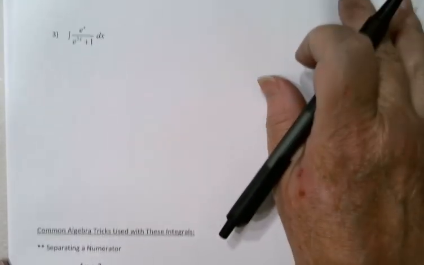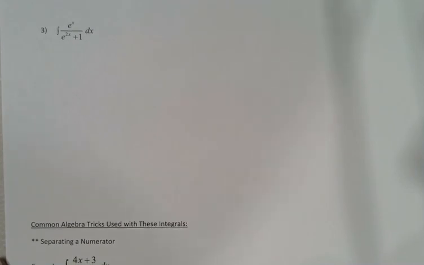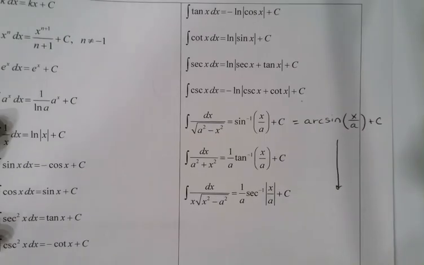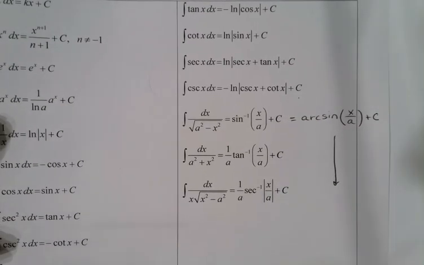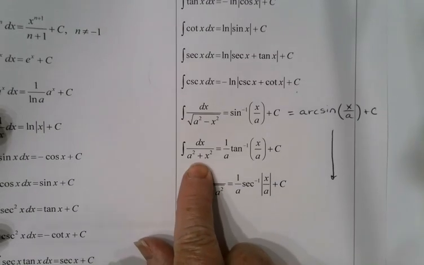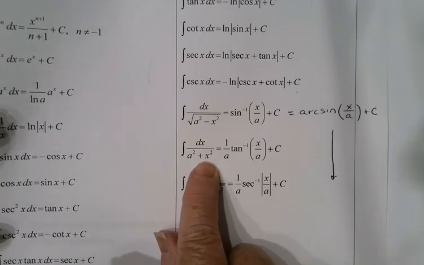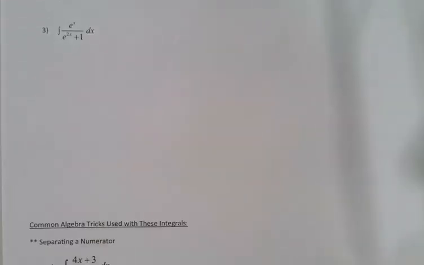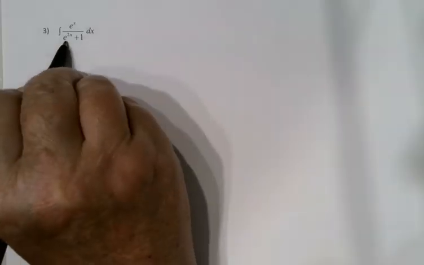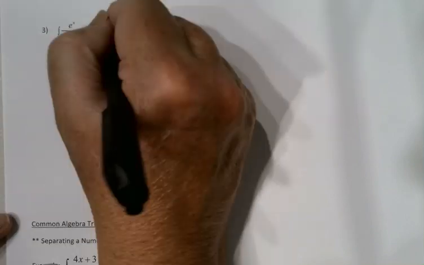All right, let's try another one. e to the x over e to the 2x plus 1. If I'm going to get that to look like one of my inverse trig integrals, it did not have any square root in the denominator. So the only possibility is going to be this one with the inverse tangent. Denominator is supposed to be a squared plus x squared. So let's see. I need to write that as something squared.